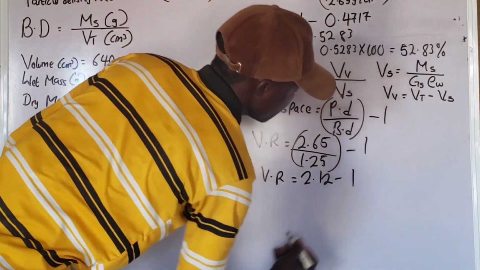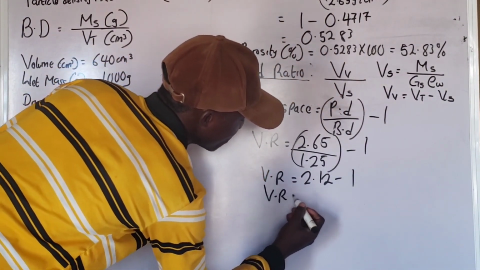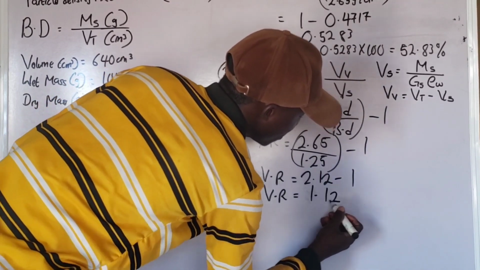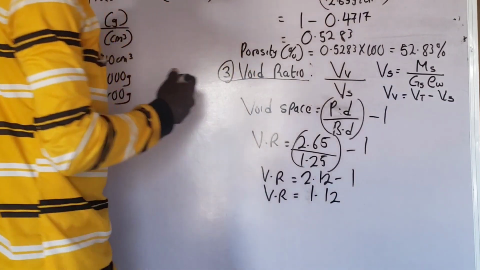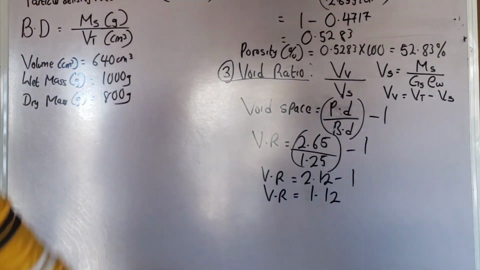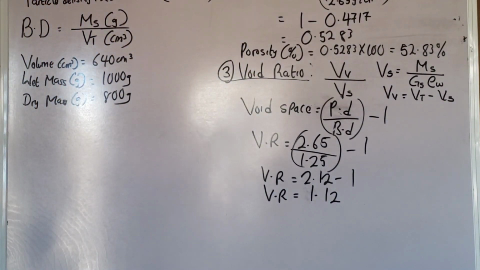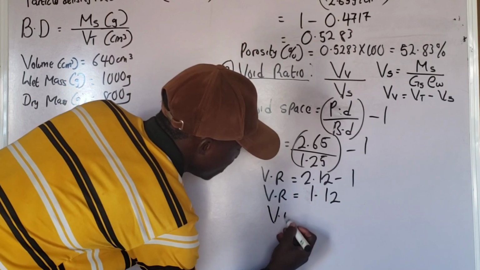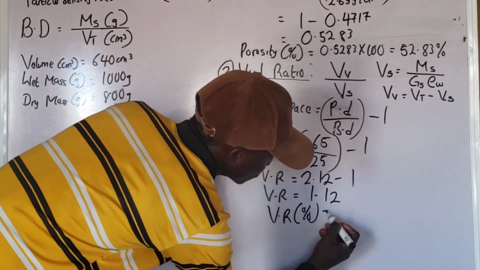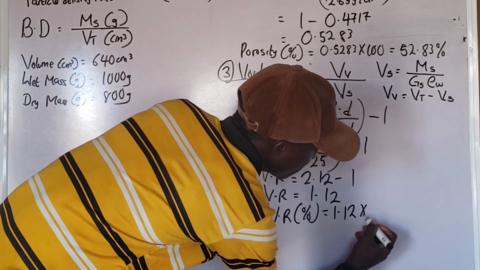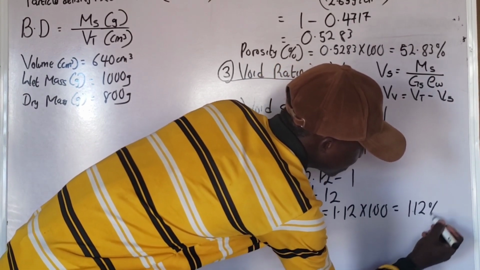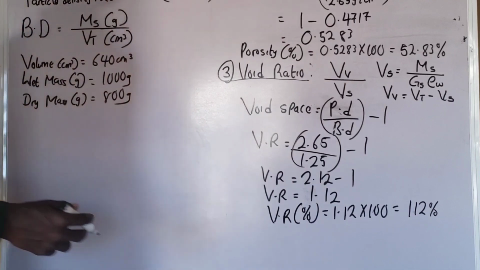2.12 minus 1. You understand? So the void ratio equals 1.12. Now we can change this to percentage. Are you paying attention? This is the void ratio. Now we are going to change it to percentage by multiplying it by 100. So the void ratio in percentage equals 1.12 multiplied by 100, which equals 112%. You understand? So this is the solution to that question.